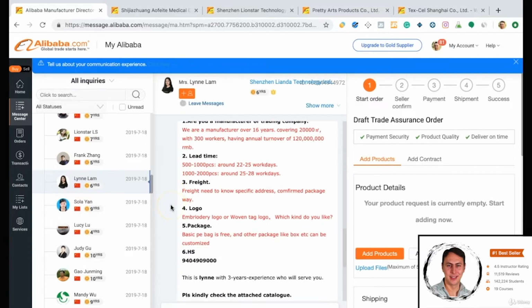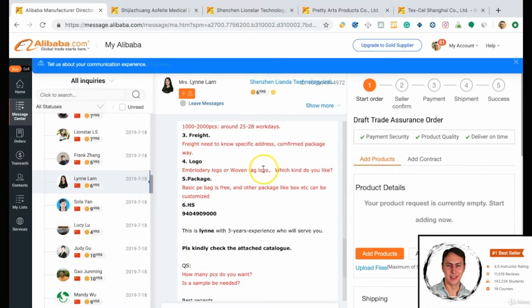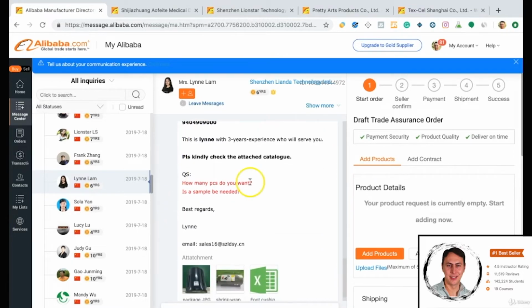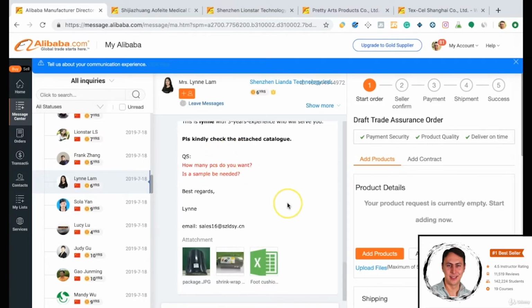There is another company which has replied to the question about the product. She also mentions for how many years they have been producing, and the production time: 1,000 units for 22 days, and over 1,000 it takes 25 days to produce. If you want a logo, we can add it. Which packing type do you want, she asked. If you answer the question below, we can answer you too, she is saying.